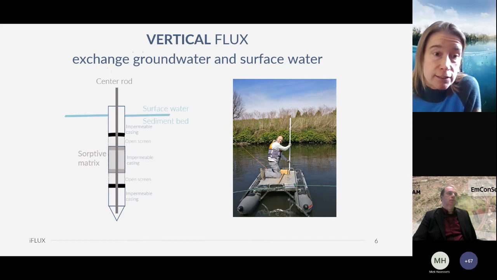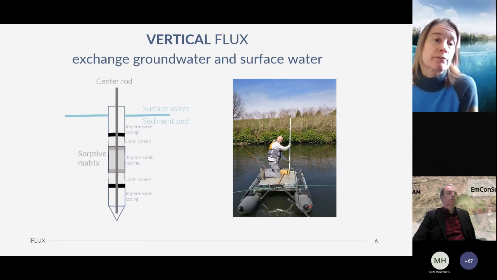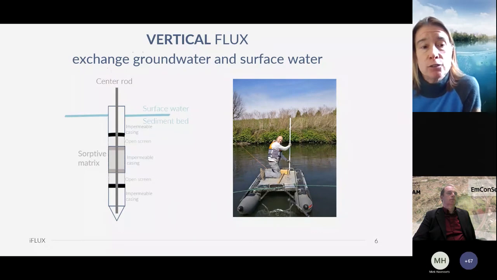Here you can see such a device. It has two open filter screens, which allow water to flow in and out, which allows us to measure the vertical flow. And in between, there is a sorptive matrix. Actually, it's divided into 5 compartments, which allows us to measure in 2 directions, the up and downstream flow.